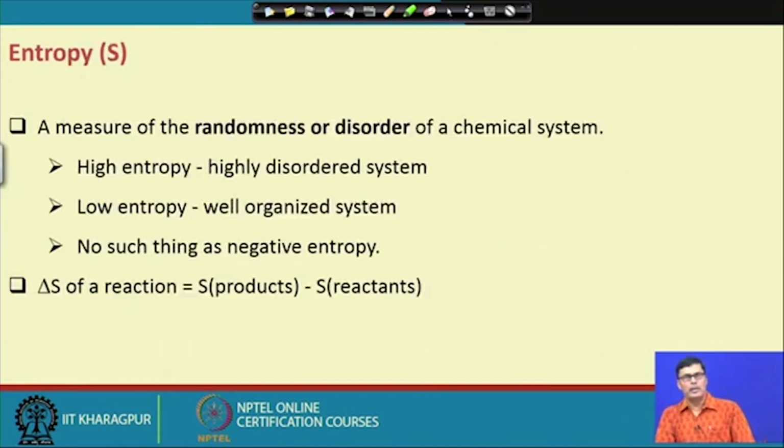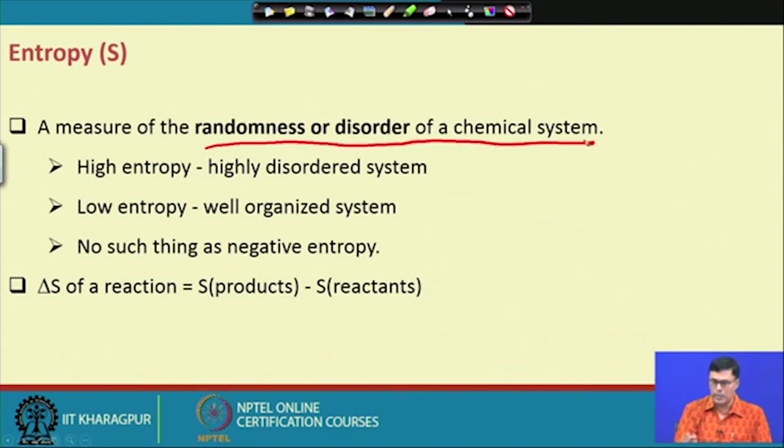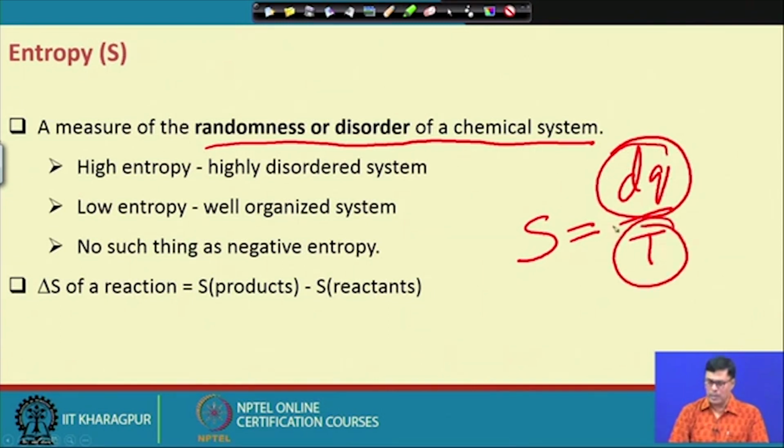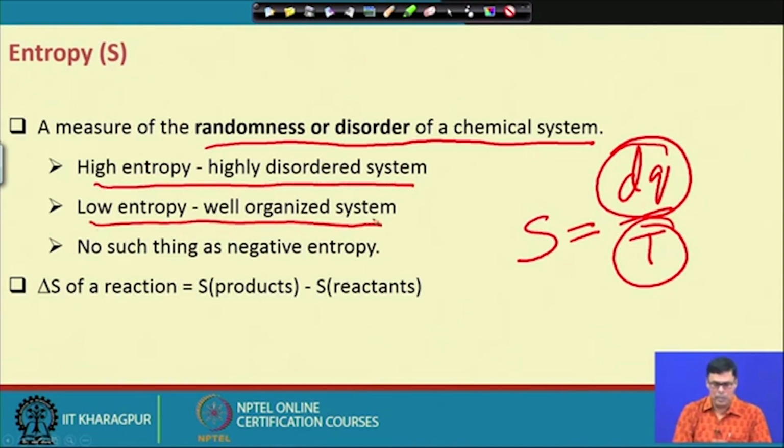Now, let me come to entropy, which is a very important property of thermodynamics, and it is a measure of randomness or disorder of the chemical system. The question comes, how do you define entropy? Entropy S is equal to dq by T, where dq is the heat change that takes place, and T is the temperature. A high entropy change means a highly disordered system, and a low entropy change means a well organized system. There is no such thing as negative entropy.